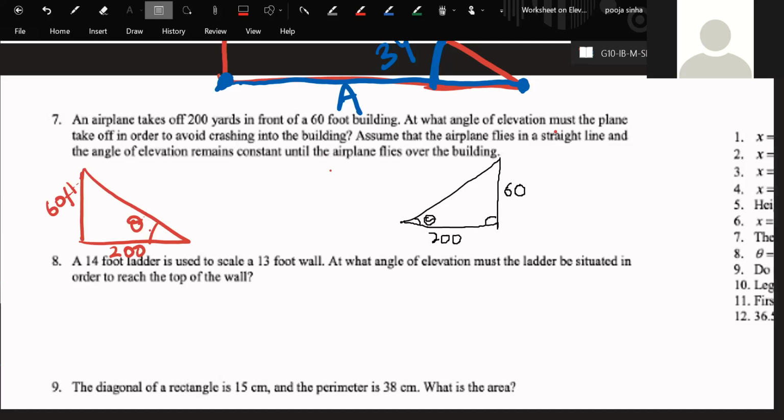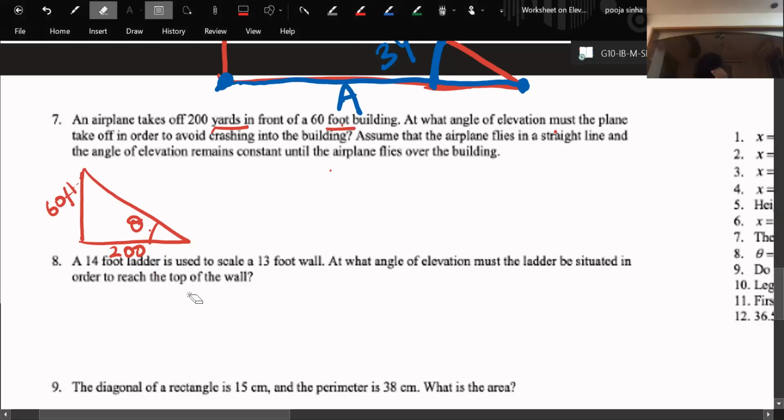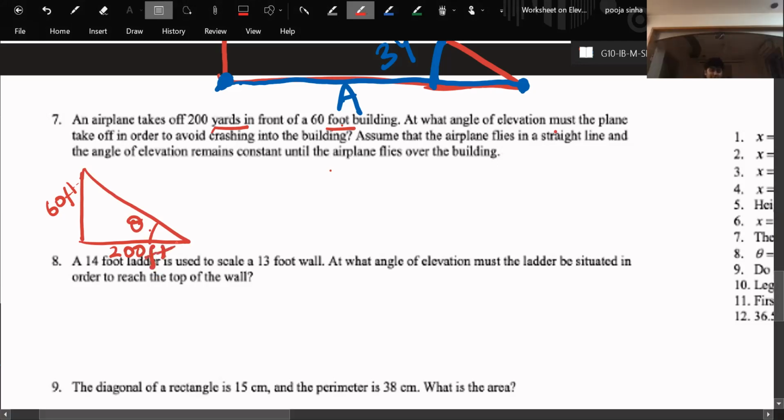That is fine, but there is one problem in this question. This is in yards, and this is in feet. The teacher told us to ignore that. He said that it must have been a mistake. He just told us to ignore the measure, like 60 and 200. Okay, all right. So you mean to say that the units, so I'll just keep it as feet. So there's no units.